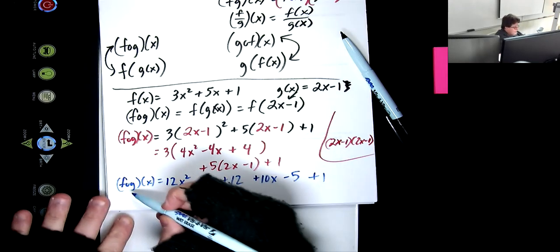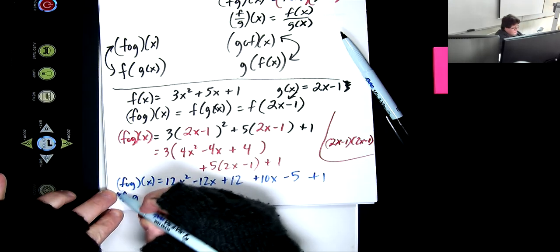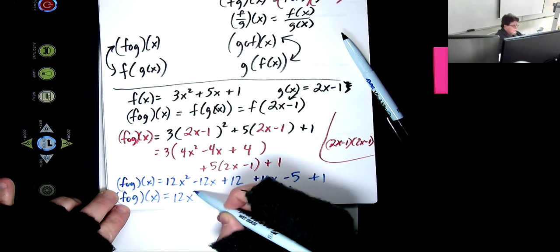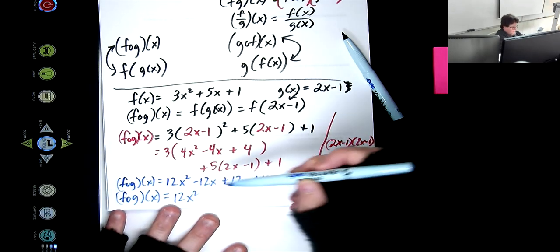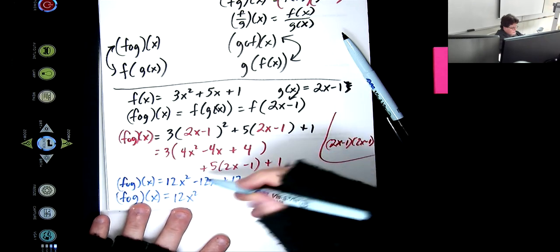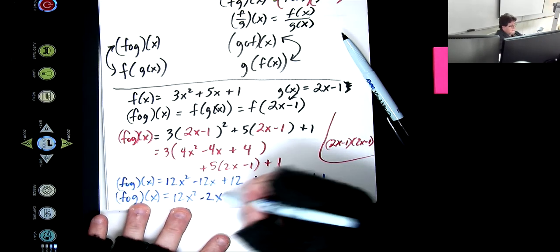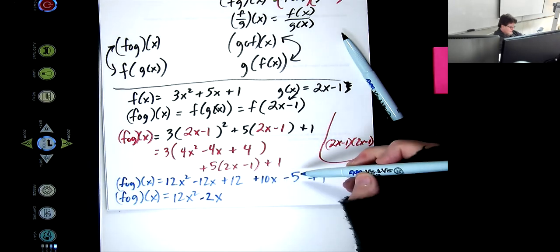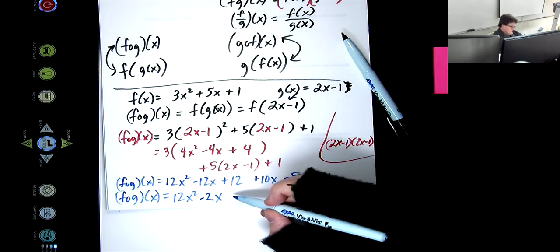And finally, I would clean it up by combining like terms. F of g of x is 12x squared. I have a negative 12x and a plus 10x is minus 2x. And I have a 12 minus a 5 is 7 plus 1 is 8.